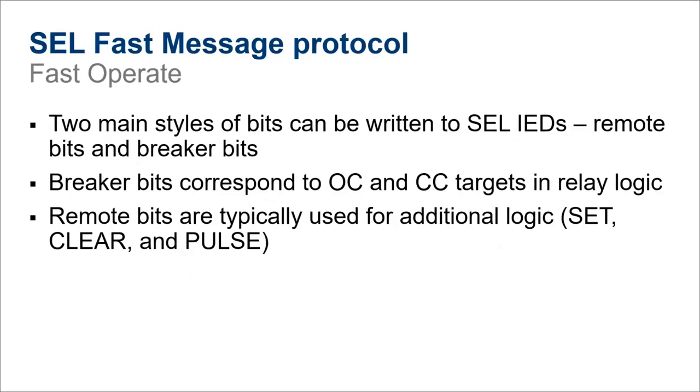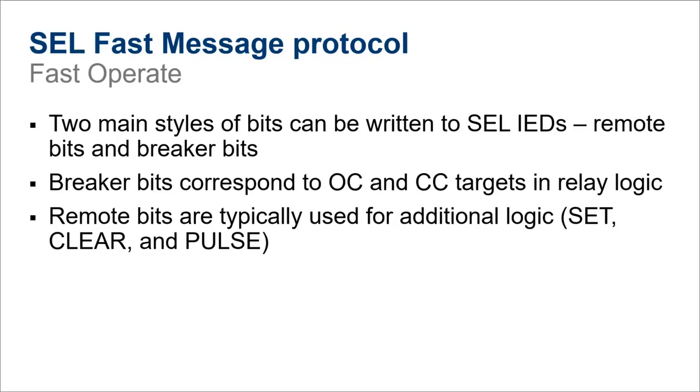So in Fast Message Protocol is the fast operate command. The fast operate will allow you to send commands from a client to a server. So rather than retrieving data, this is actually sending commands, such as the breaker bits, which will trigger the OC or open command and the CC close command targets in relay logic. This is the same as if you were to type open or close into the terminal.